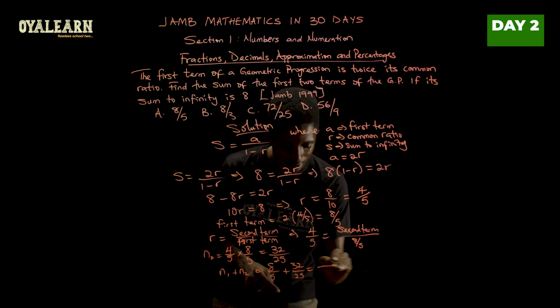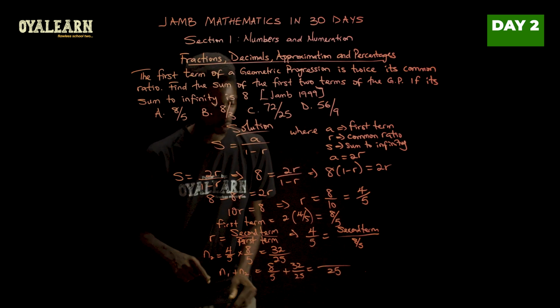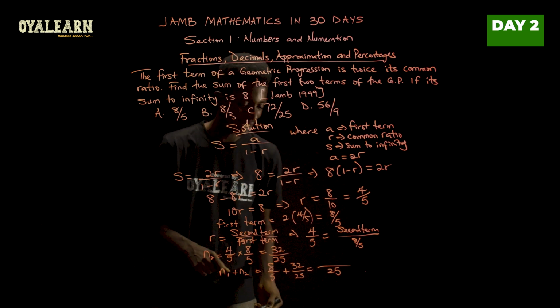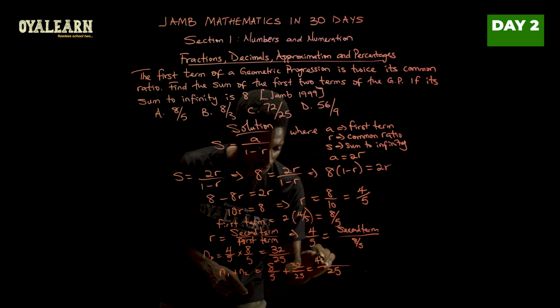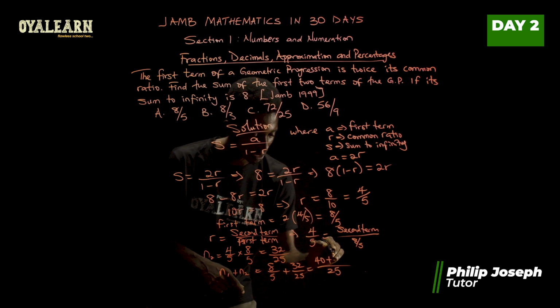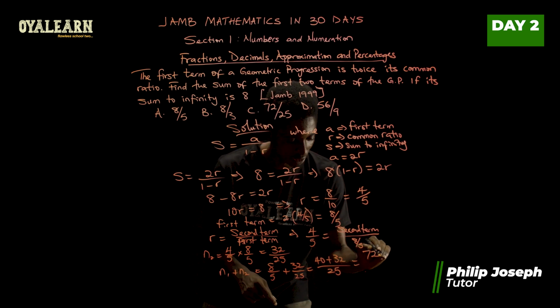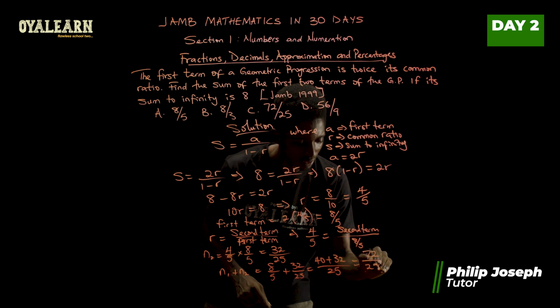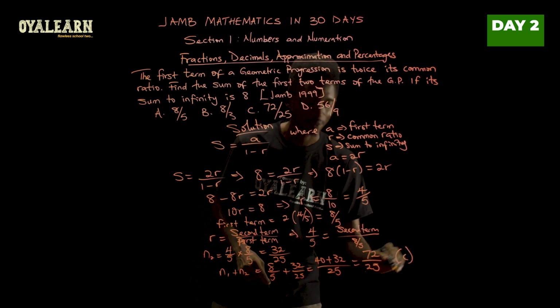Now let's add this. The LCM of denominator is 25. 5 in 25, that is 5. 5 times 8, and we have 40, plus 25 in 25, that's 1. 1 times 32, that's 32. Now when we add this up, we have 72 over 25. So the correct option is option C.